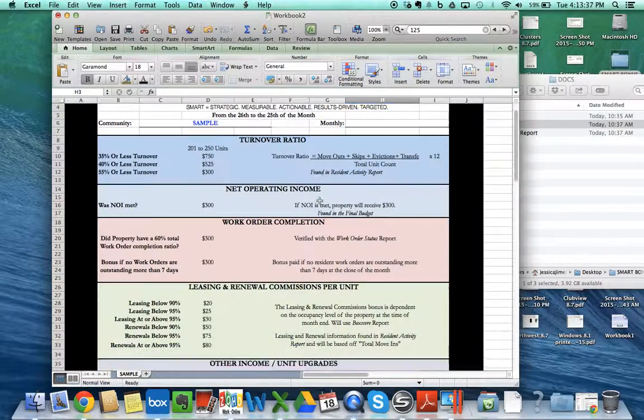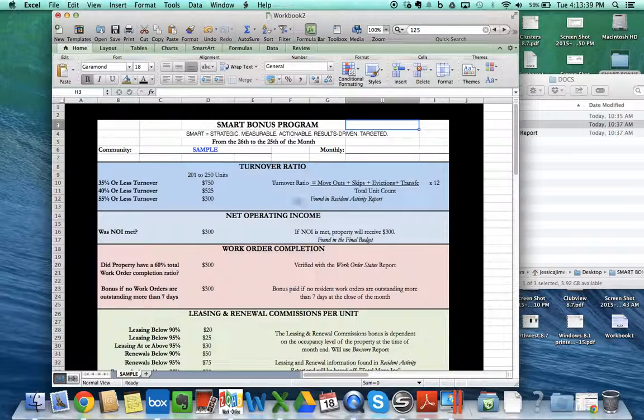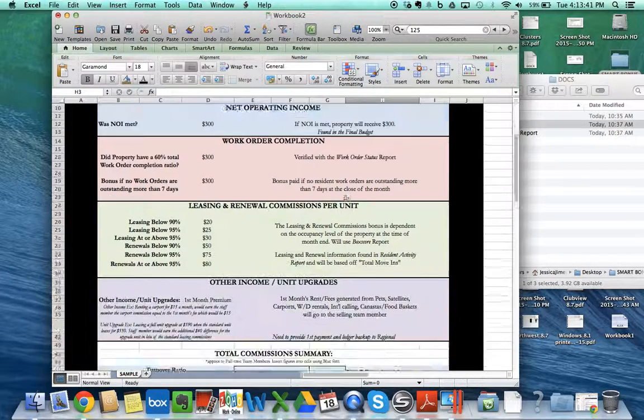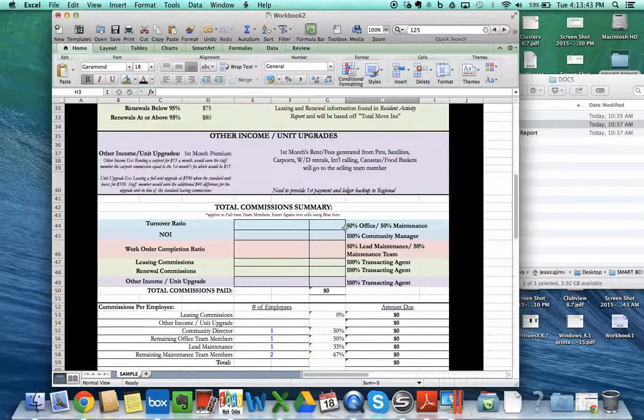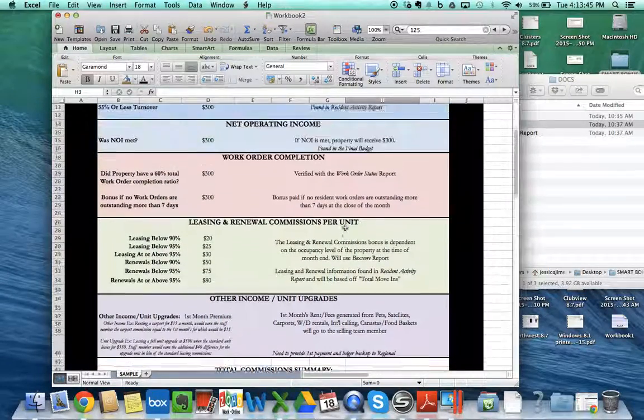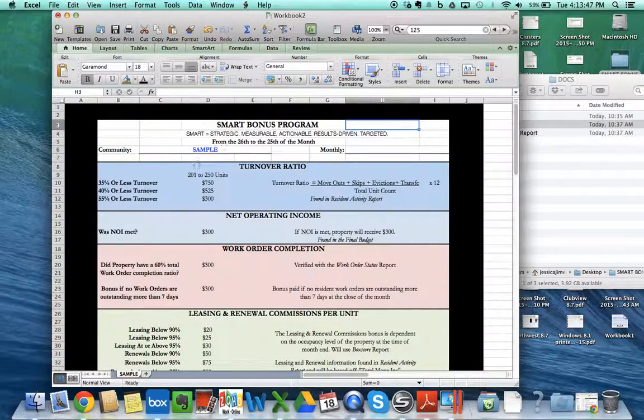So here we have the new bonus structure. It's all color-coded, and each color-coded section ties to the specific area that you're going to want to fill in. Today we'll be dealing with a sample property that is 210 units. So we are looking at the 201 to 250 unit category. Each Smart Bonus is going to be different based on the size of your property. Your regional should be able to give you your correct format, or anybody at Comunidad.